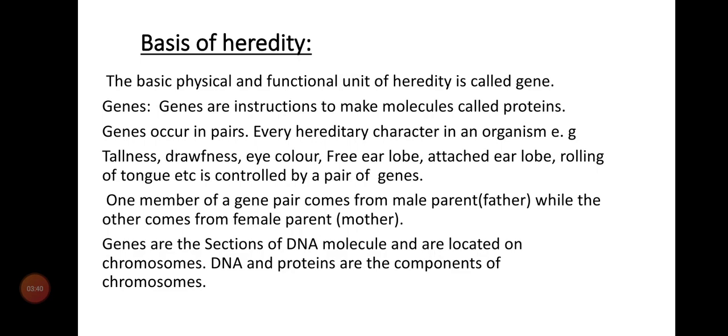Basis of heredity. The basic physical and functional unit of heredity is called a gene. What are genes? Genes are instructions to make molecules called proteins. Genes occur in pairs. Every hereditary character in an organism, for example, tallness, dwarfness, eye color, free earlobe, attached earlobe, or rolling of tongue, is controlled by a pair of genes.